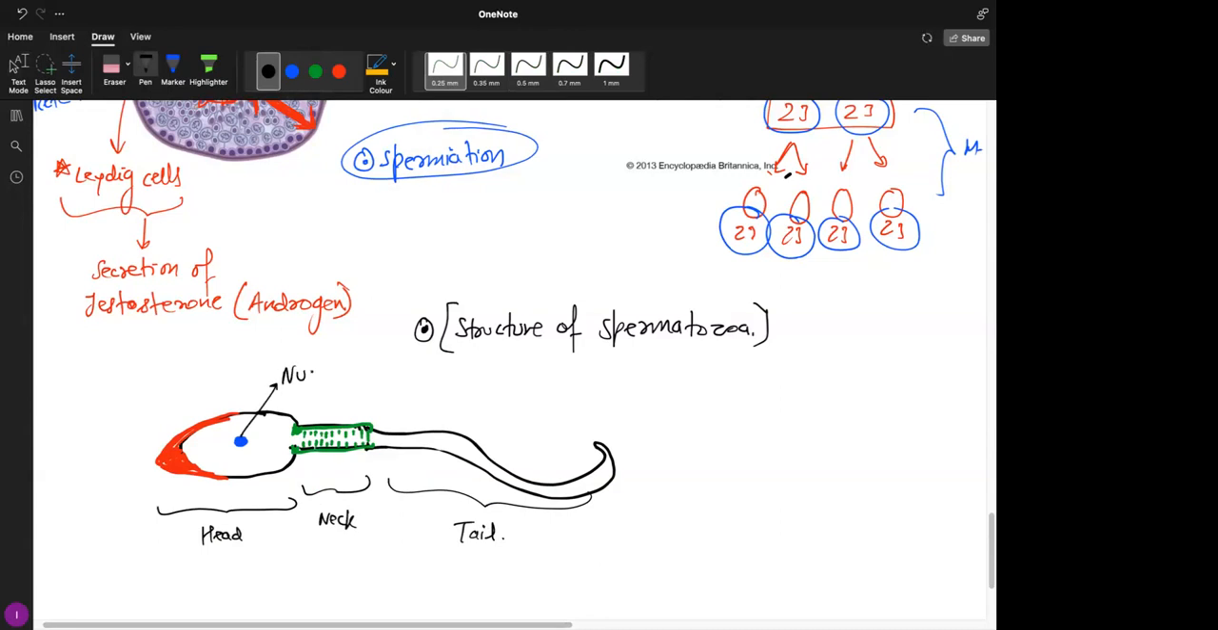And this is the nucleus of the sperm, and there will be cytoplasm in the cell. And in the neck there will be mitochondria. Each sperm has a fixed number of around 55 to 70 mitochondria lined up in the neck. And these mitochondria power the sperm to show the movement.